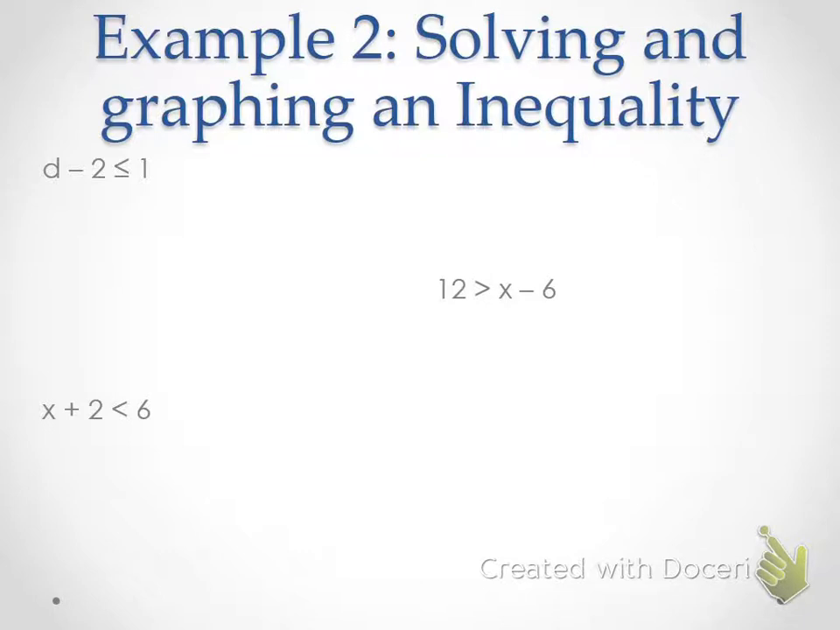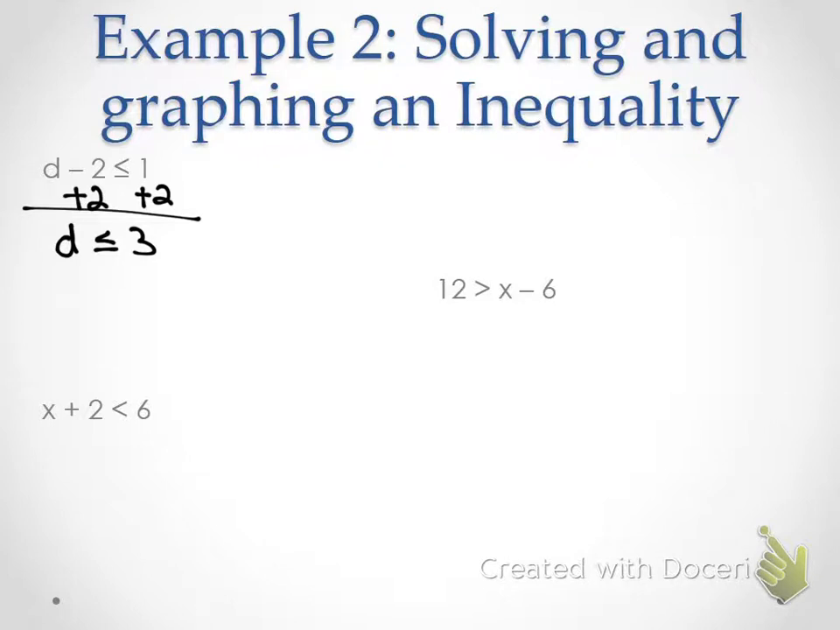How would I get -2 to cancel to the other side? D can't be a 0. D just has to be by itself. I need to what, Mackenzie? I've got to add 2. Do the opposite of whatever's connected to the variable. D minus 2, so I add 2 to both sides. D is less than or equal to, what's 1 plus 2? 3. Now that I have a solution, I can graph it.